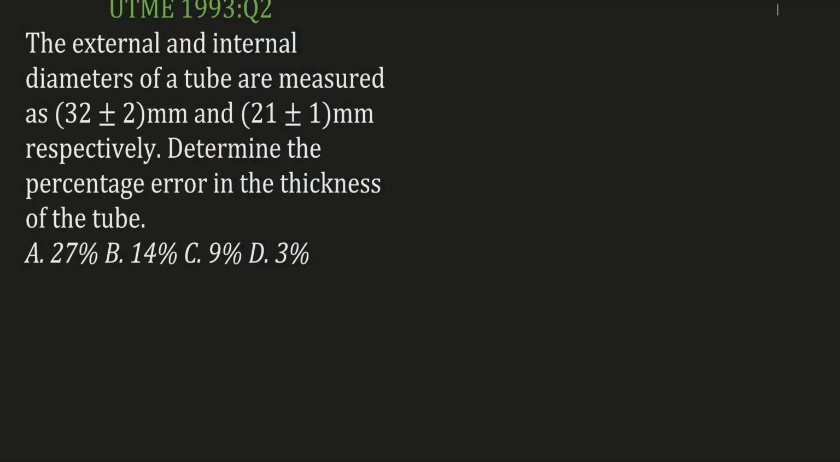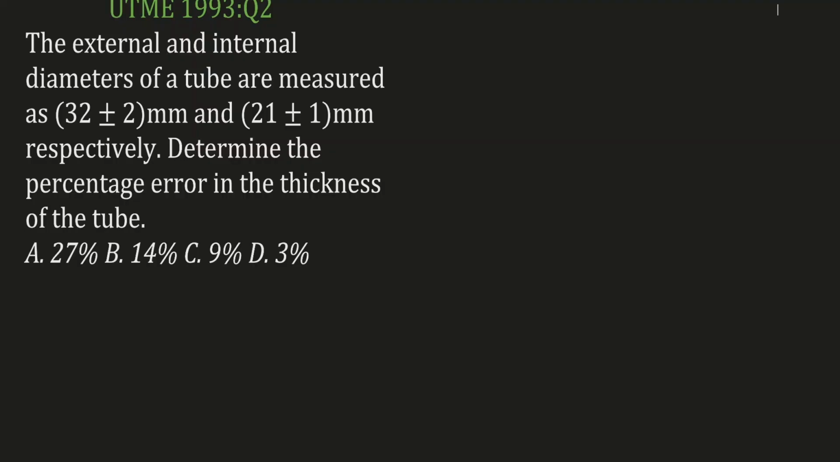So this question says the external and internal diameters of the tube are measured as 32 plus or minus 2 millimeters and 21 plus or minus 1 millimeters respectively. Okay. Determine the percentage error in the thickness of this tube. All right, this is a unique question. So how do we approach this?